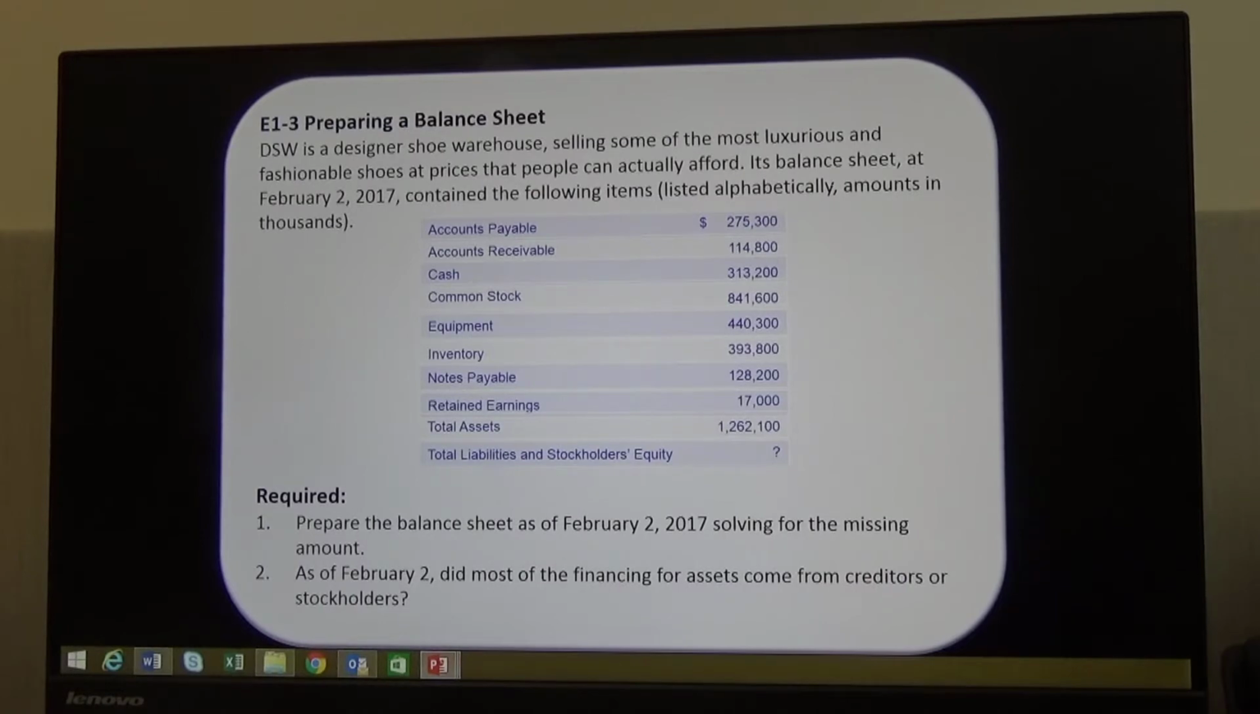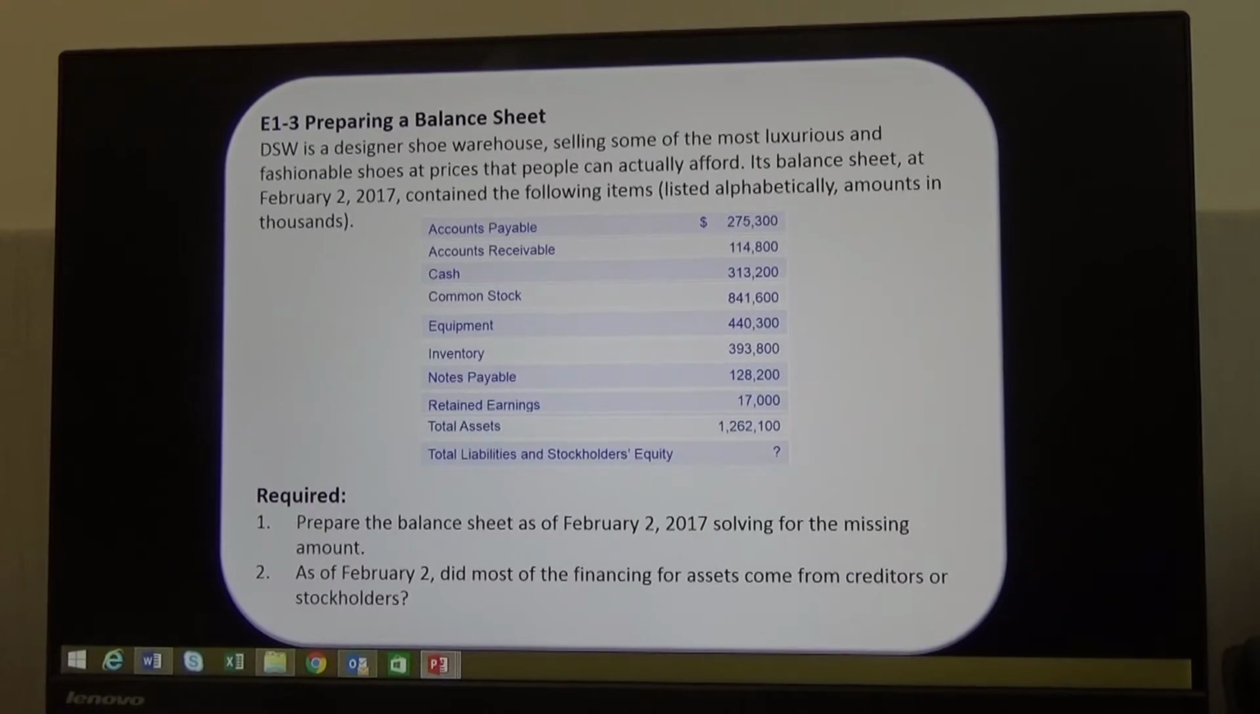You can see the first exercise we're going to look at is preparing a balance sheet from a list of accounts. You're given the accounts in alphabetical order, and then you are asked to put them into a balance sheet format. What that requires, in terms of the learning it's testing, is whether you can classify each of these accounts correctly. The good news is they've only given you balance sheet accounts to work with, so at least you're not going to mix up the revenue and the expenses that go on the income statement with these accounts that go on a balance sheet.